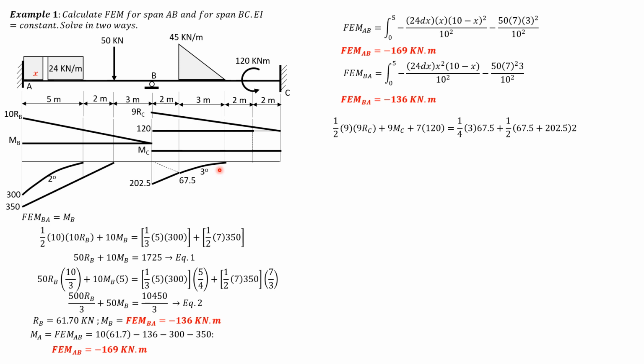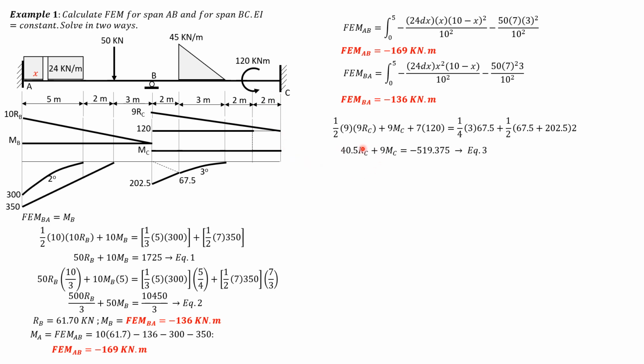So the third degree curve is a tilted third degree and the trapezoid is a trapezoid, because we are just computing area. For the third degree curve, 1/4 of 3 times 67.5. Then for the trapezoid, 1/2 of quantity 67.5 plus 202.5 times 2. So simplifying, 40.5 R sub C plus 9 M sub C equals negative 519.375. Call that equation 3.